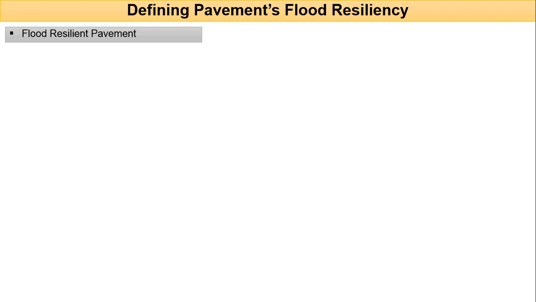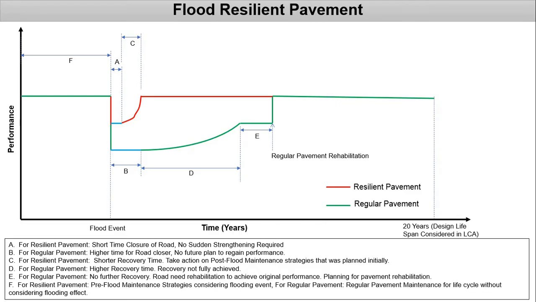I want to clarify pavement flood resiliency with one example, comparing regular pavement and resilient pavement. As you can see in this graph, the red line represents the resilient pavement and the green line represents the regular pavement system. The performance loss for the resilient pavement is very low compared to the regular pavement. Time span A represents the time the road is closed after the event, and after the closure the road regains its original functionality in a very short time period C. On the other hand, time span B is more than time span A, and time span D is more than time span C.